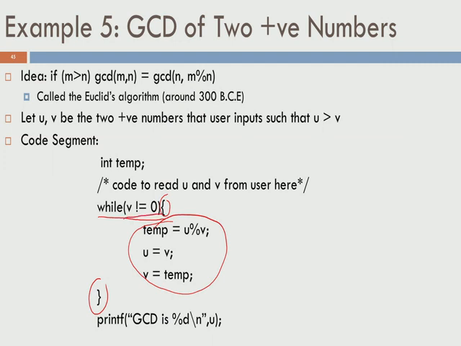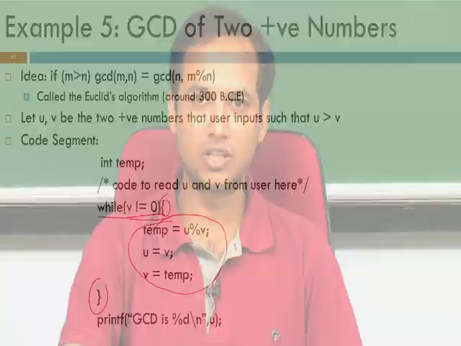If v does not become 0 at any point, this while loop will become an infinite loop. But because of the property of the numbers and the operations that we are doing here, v will indeed become 0 at some point, and u is the GCD of the two numbers. Again, I suggest that you go and try it with different examples and verify that this algorithm is actually correct.